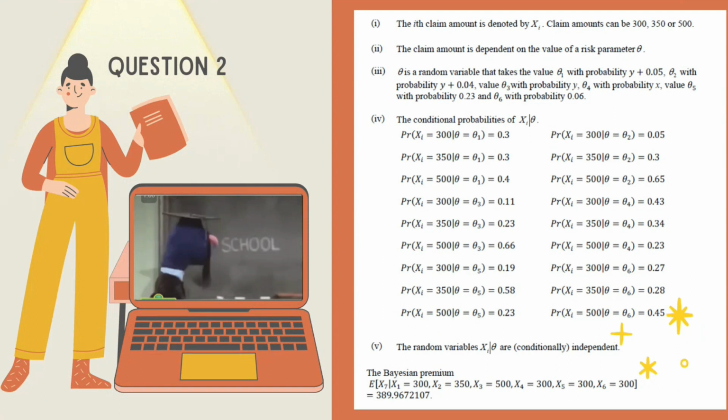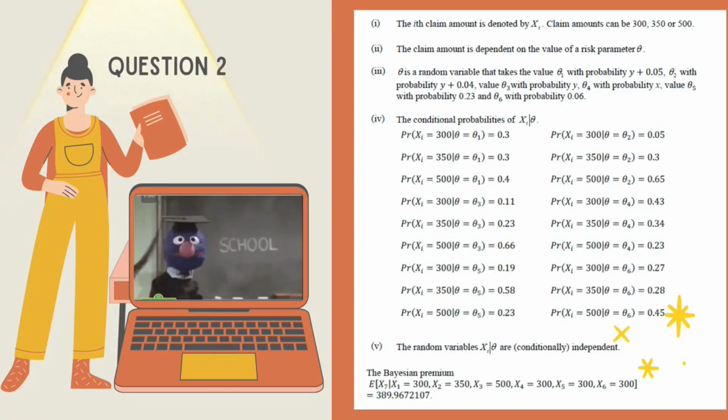The question's first point is that the claim amount is denoted by X, which can be 300, 350 or 500. Besides, the claim amount is dependent on the value of a risk parameter theta. Theta is a random variable that takes the value theta 1 with probability y plus 0.05, theta 2 with probability y plus 0.04, theta 3 with probability y, theta 4 with probability x, theta 5 with probability 0.3, and theta 6 with probability 0.06.